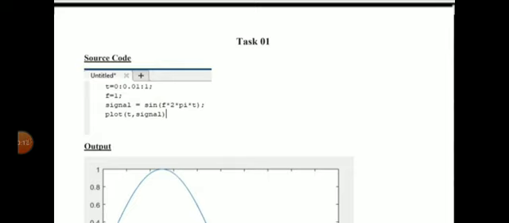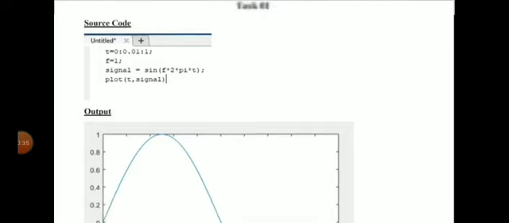You have seen we have to describe a signal. So here we take a signal, and in this we use f multiplied by 2 multiplied by pi t. This is basically a sine signal. Now we have used plot. We have to use the plot command to plot the output of the signal.